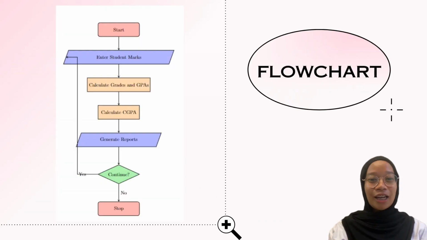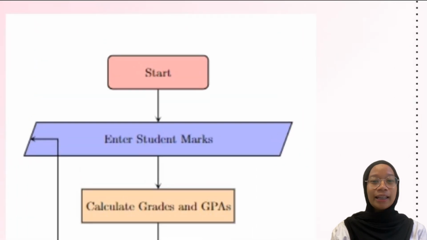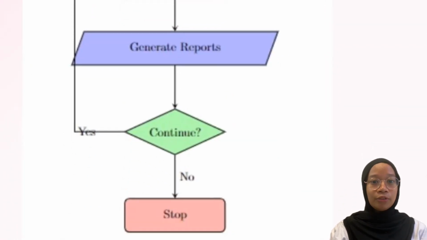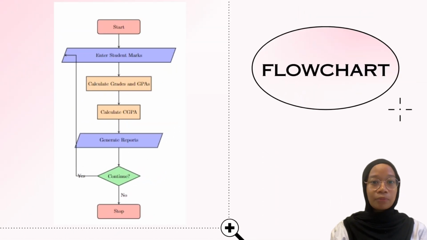Now I would like to share the flowchart. First, start. Then the input is to enter the student marks. After that, the process will calculate grade and GPA, and calculate CGPA. Next, the output is to generate a report. Then the decision will be continue or not. If yes, they will repeat the process. If not, the process will end.